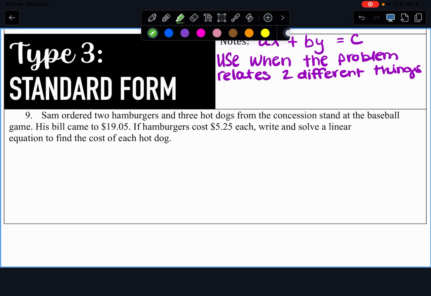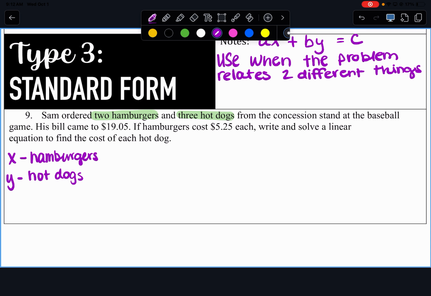Hamburgers and hot dogs. Okay, so it gives us here 2 hamburgers and 3 hot dogs. So before I start the problem, I need to figure out what I'm going to let be my X and what I'm going to let be my Y. So do y'all want hamburgers or hot dogs to be X? So hamburgers. And then Y is going to be our hot dogs.